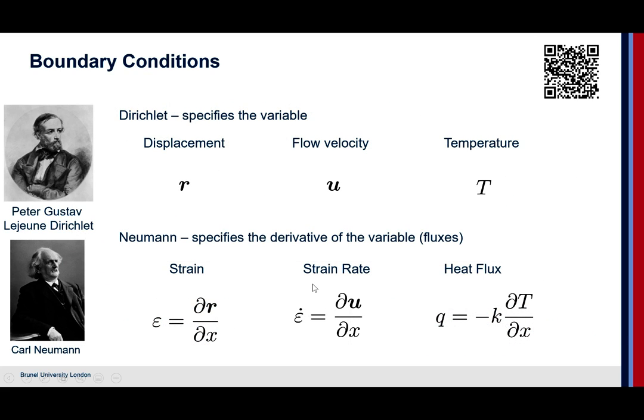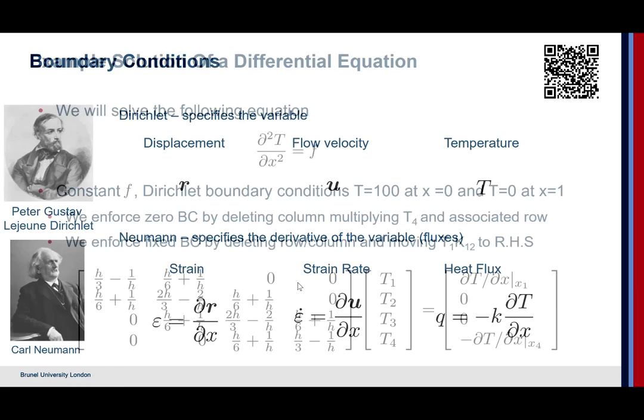And then we saw this last week with boundary conditions, the idea of two different types: Dirichlet, or specifying the variable, and Neumann boundary conditions. Physically, these are displacement, flow velocity, or temperature for the solid mechanics or Navier equation, Navier-Stokes equation, or energy equation, respectively. And then their derivatives can be things like strain rate, or heat flux.